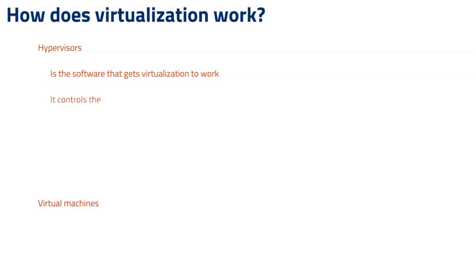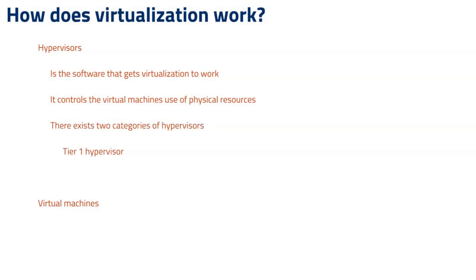The hypervisor controls the virtual machine's use of the physical resources of the host computer. For instance, if one virtual machine wants additional computing capability, it requests it from the hypervisor. The hypervisor ensures the request is forwarded to the physical hardware and is accomplished. There exist two categories of hypervisors. They are Type 1 hypervisor and Type 2 hypervisor.